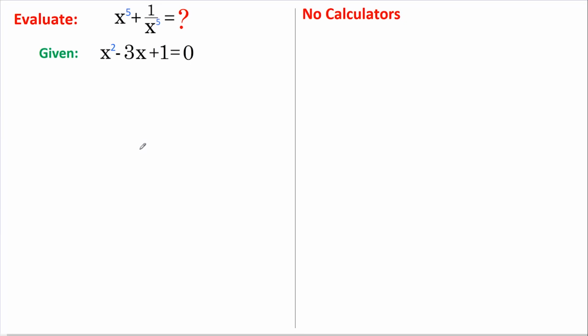Hi, welcome back. Today I'm going to show you how to evaluate x to the power of 5 plus 1 over x to the power of 5, given that x squared minus 3x plus 1 equals 0.